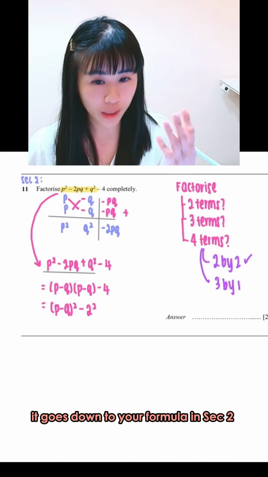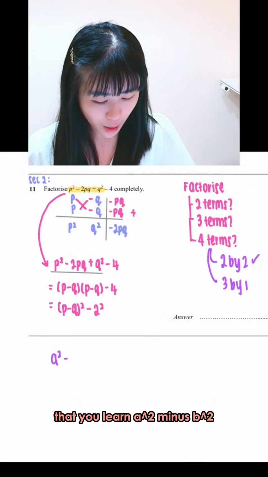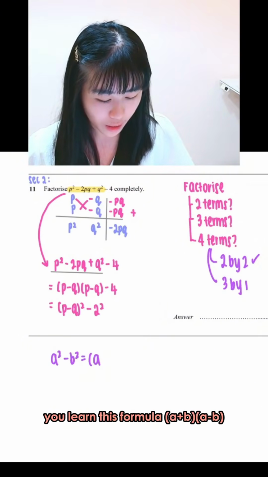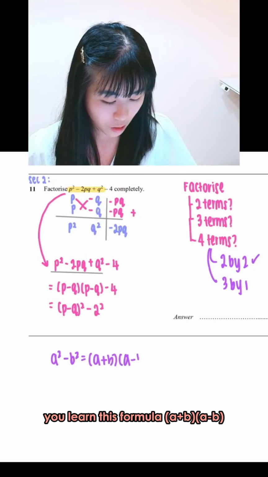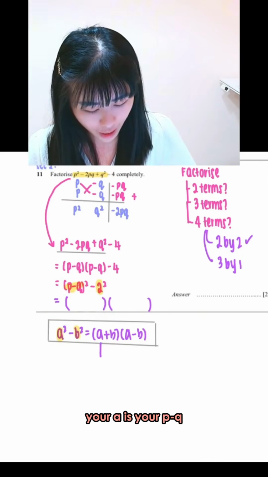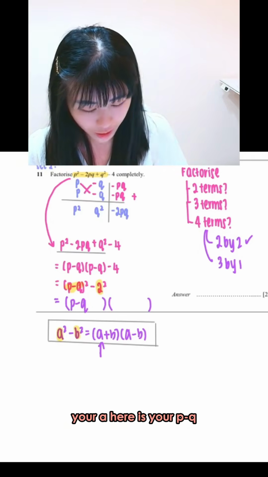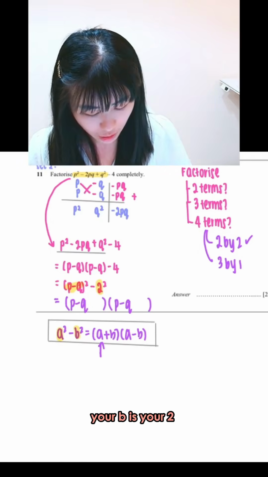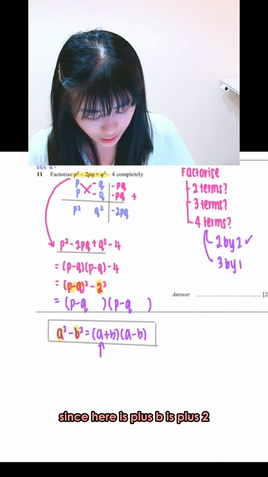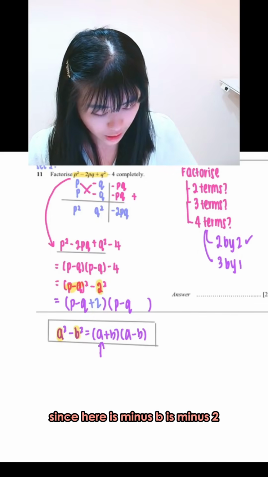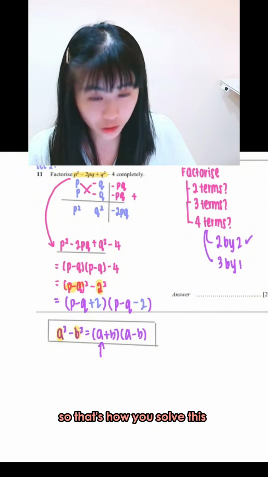It goes down to your formula in Sec 2 that you learned, right? A square minus B square. You learn this formula A plus B, A minus B. So you're going to apply it here. Your A is your P minus Q. Your B is your 2. Since here is plus B, is plus 2. Since here is minus B, is minus 2. So that's how you solve this.